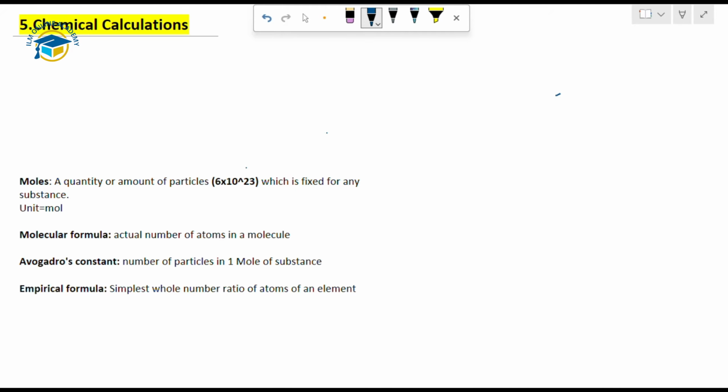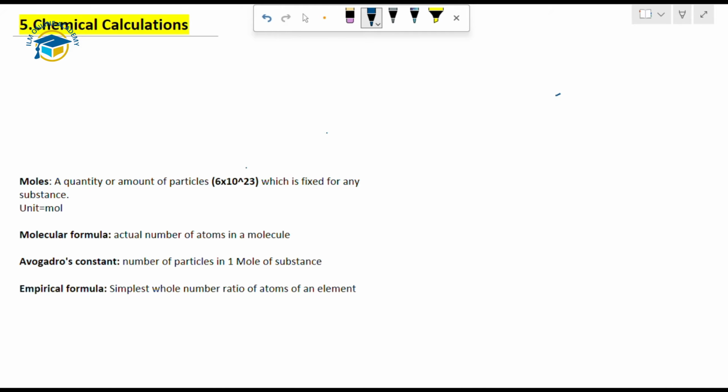The contents included in chapter number 5, which we will discuss today: first is the mole and the Avogadro's constant. Second is the mole and chemical equations, and the third is moles and solution chemistry. So without further ado, let's just begin.